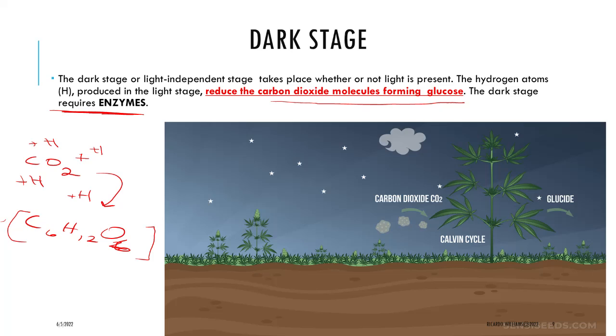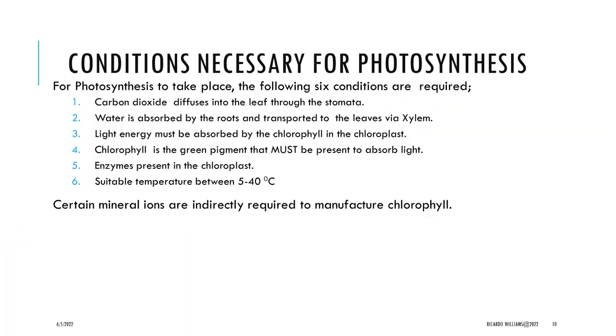So that is the light and dark stage of photosynthesis. Very important that these two stages are understood, so we understand the function of the light in photosynthesis, we understand the function of the enzymes, how the oxygen is produced, how the glucose is produced. Now, finally, what are the conditions necessary? Easy, easy, easy. The conditions necessary for this process, simple, we must have carbon dioxide present.